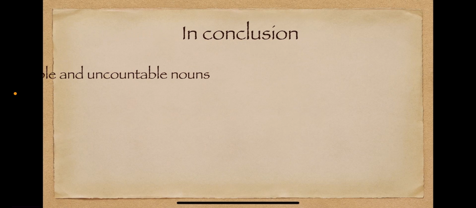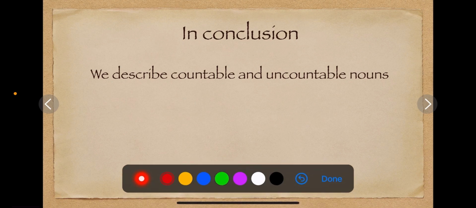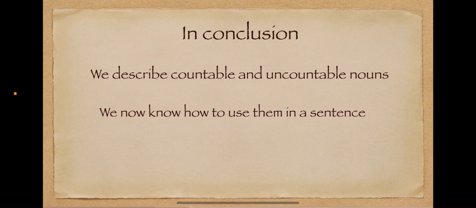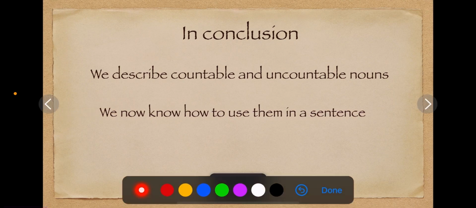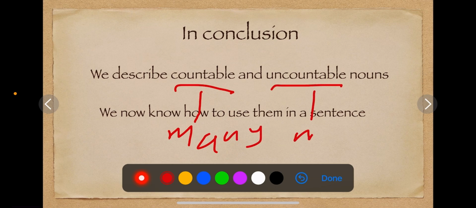Now, in conclusion, we described countable and uncountable nouns. As we said, countable nouns can be counted no matter how high the number is. Uncountable nouns are impossible to count. And we know how to use them in a sentence: countable nouns use many, and uncountable nouns use much.